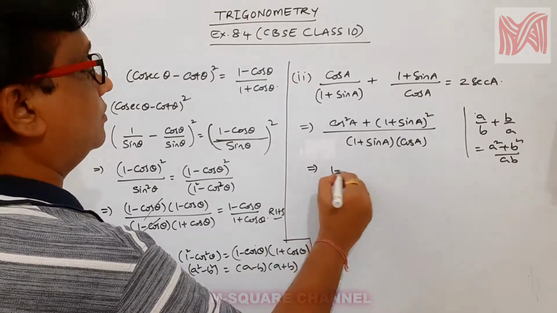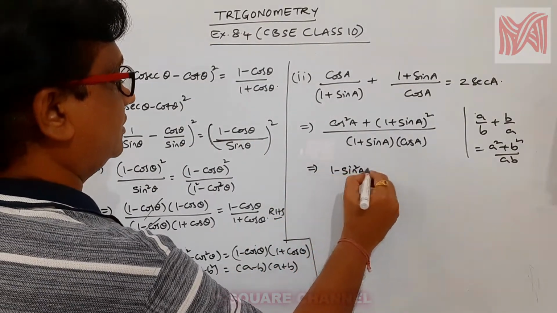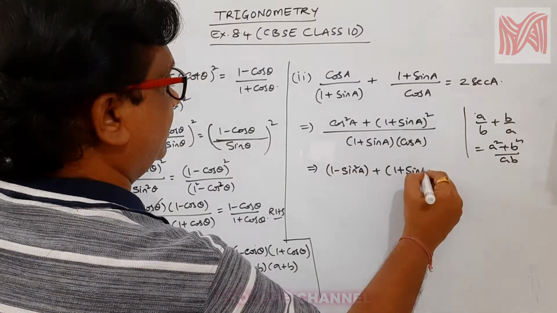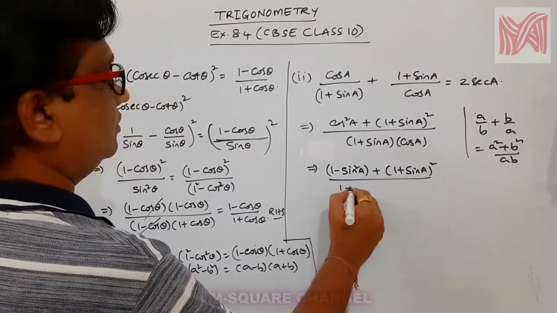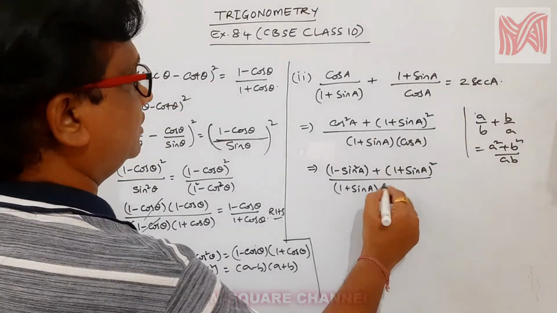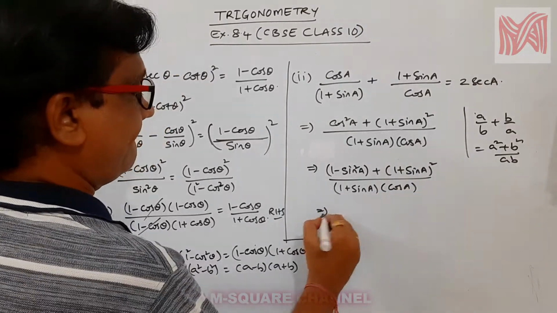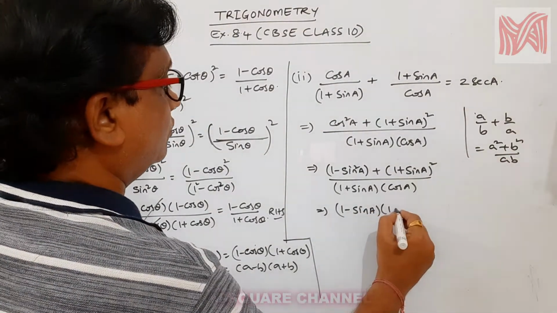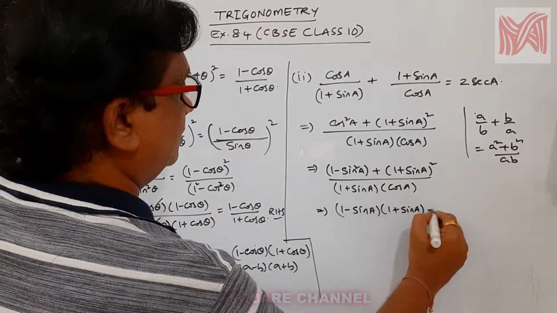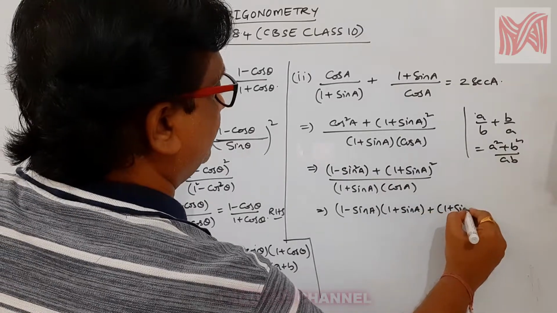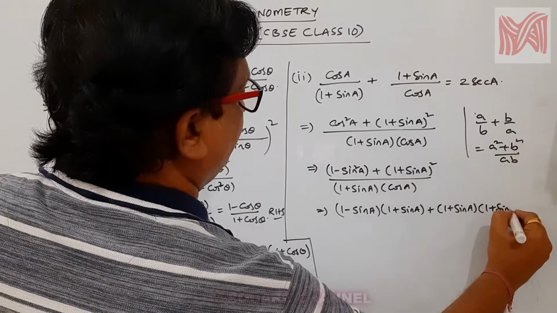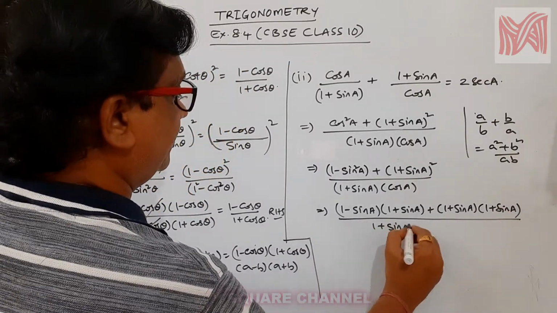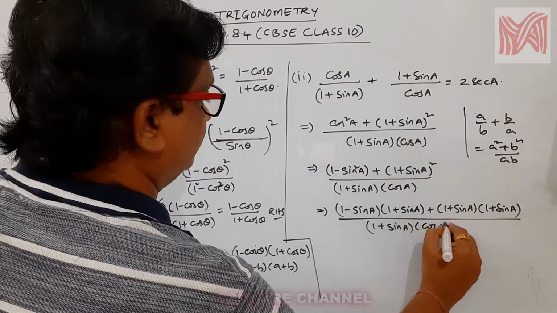Another method: (1 minus sine squared a) by (1 plus sine a) whole squared, by (1 plus sine a) into cos a. So this is a squared minus b squared: (1 minus sine a) into (1 plus sine a), plus (1 plus sine a) you can write like this, sine a by (1 plus sine a) into cos a.